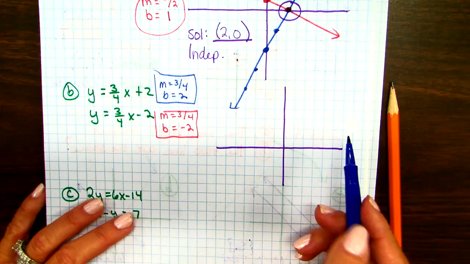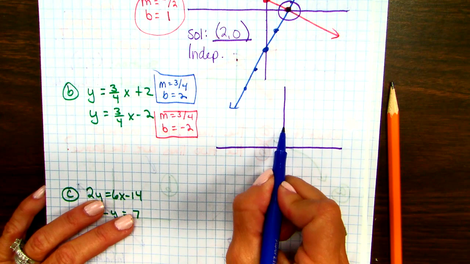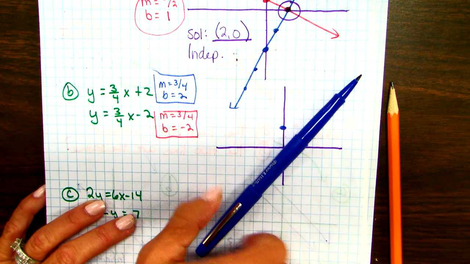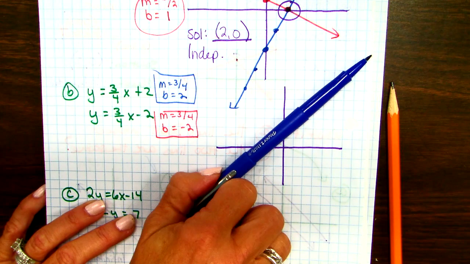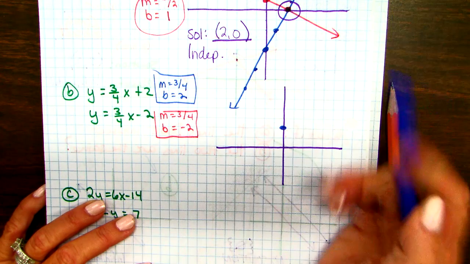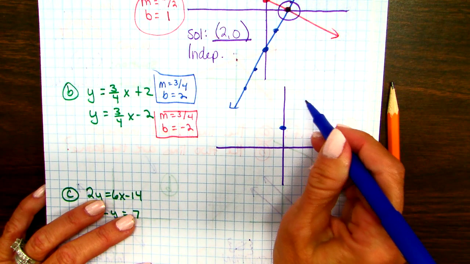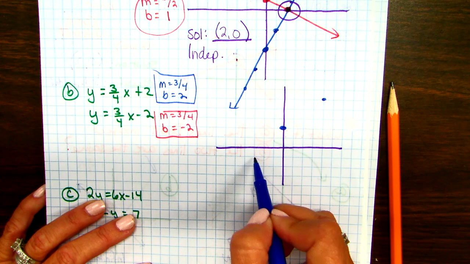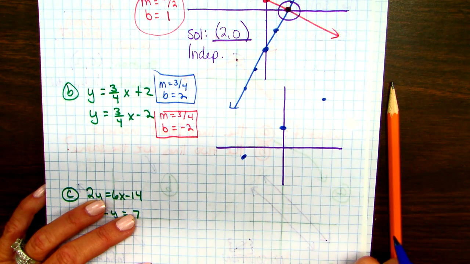Well, let's see. B is 2. Always graph the B first. Positive slope, right? So it should go like this. 1, 2, 3, 1, 2, 3, 4. Let's put one on the other side. 1, 2, 3, 1, 2, 3, 4.